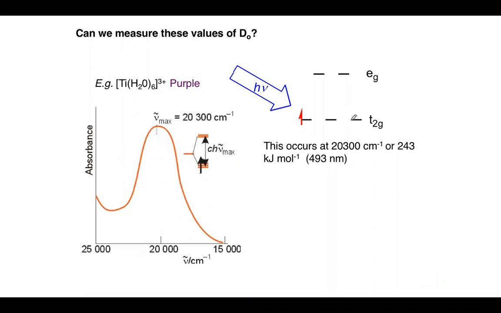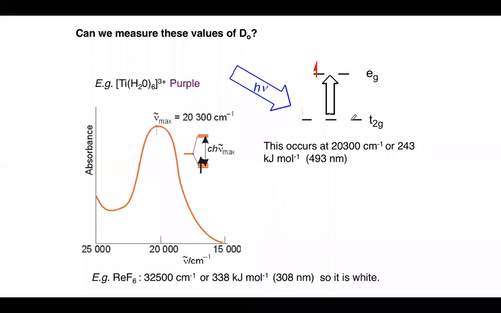But of course, it's going to change based on which complex you have. Not all complexes are going to absorb at the same wave number. So for example, here, this titanium complex at around 20,300 wave numbers gives a purple color, but other complexes may absorb in the UV, which means that they might be colorless.